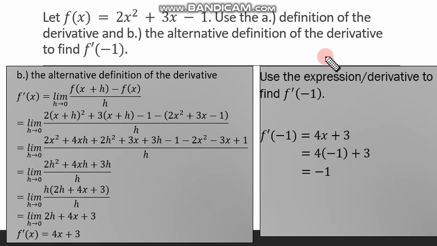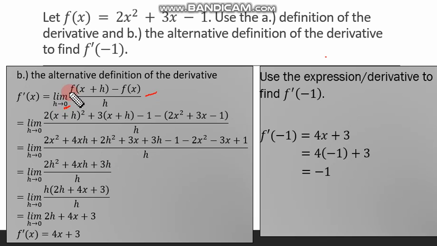Okay, the second method is by using the alternative definition of the derivative. So the alternative definition of the derivative is f prime of x is equal to the limit of f of x plus h minus f of x over h as h approaches 0. Okay, so in the second definition, the c here is always equal to 0.